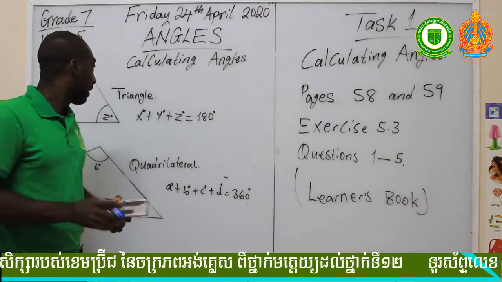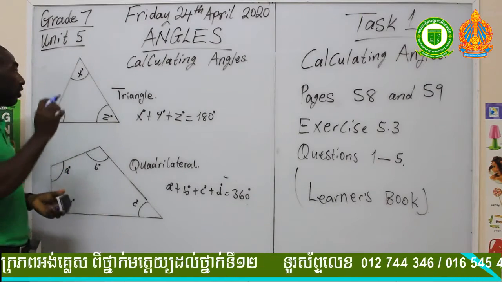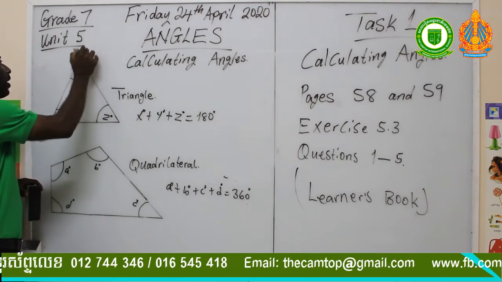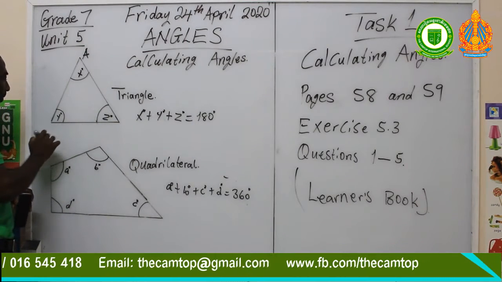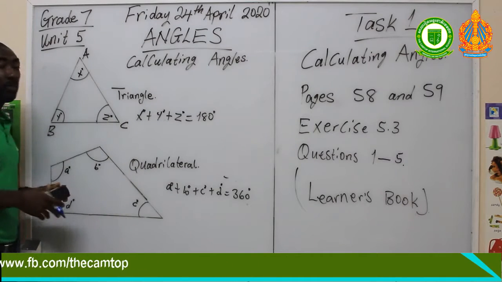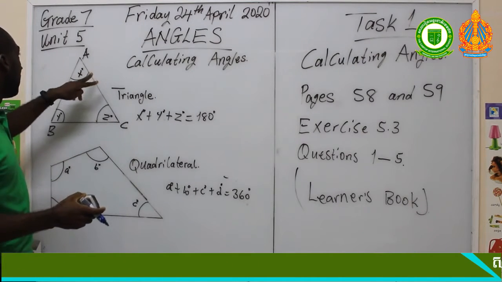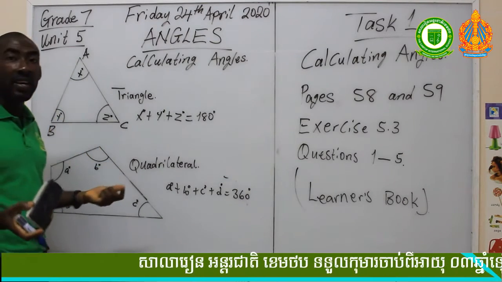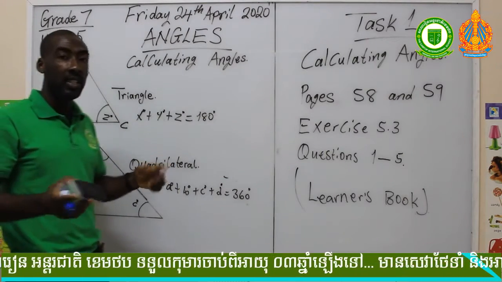So let's look at our last demonstration on triangle. Let's name our triangle A, and then B, and C. So we are giving our triangle a name, A, B, and C. This is how we identify angles in any drawing.